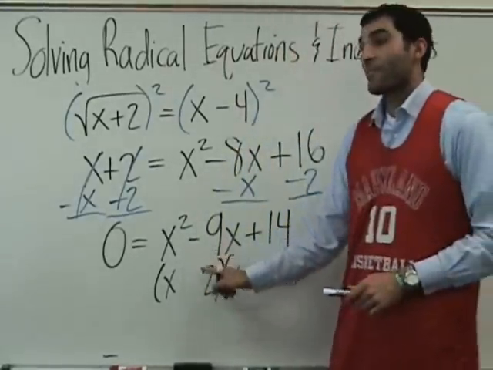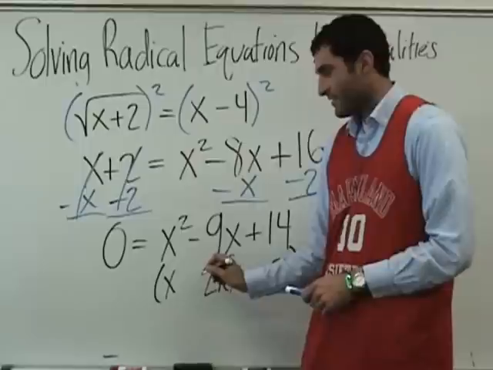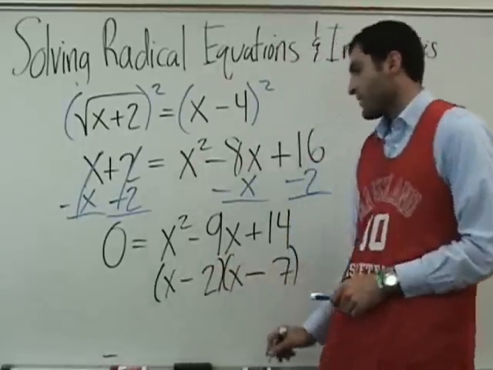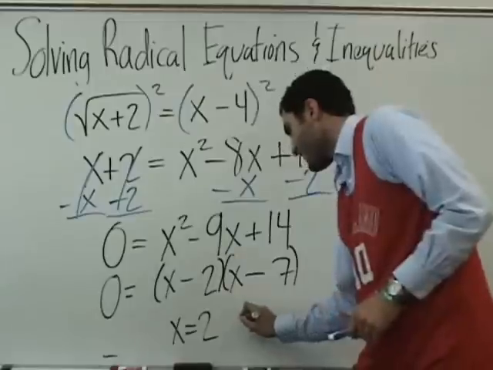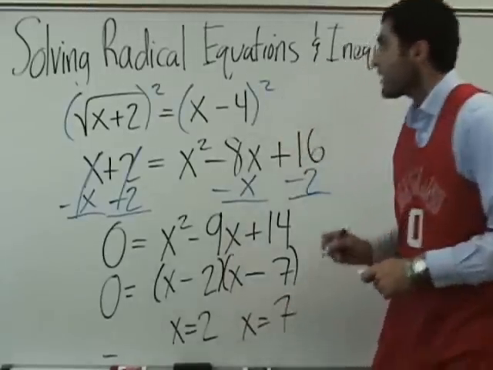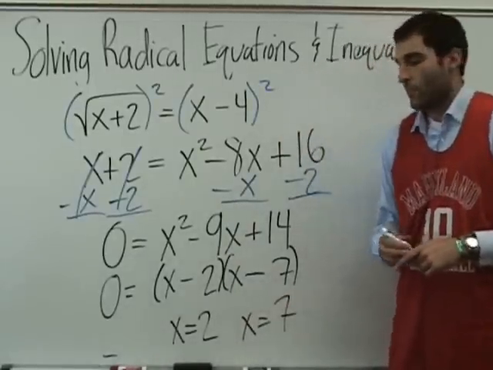Anyway, what are the signs? Minus, minus. What are the solutions? 2 and 7. x equals 2, x equals 7. All right, we have to try both.